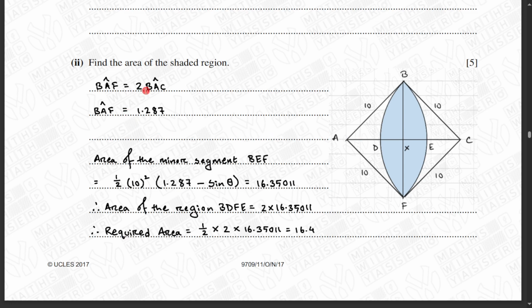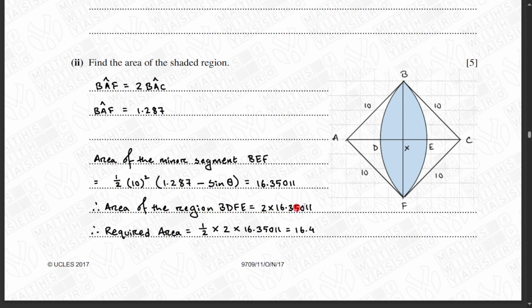So that means BAF should be 2 times 0.6435, which is 1.287. So let's find the area of the minor segment BEF. We know that the formula for the minor segment should be half r squared (theta minus sine theta), where theta is in radians. So this minor segment can be found with the help of this formula, and that will give us 16.35011, and this theta is also 1.287.